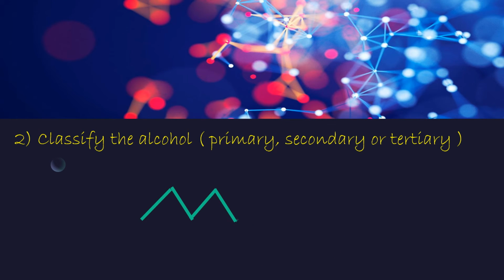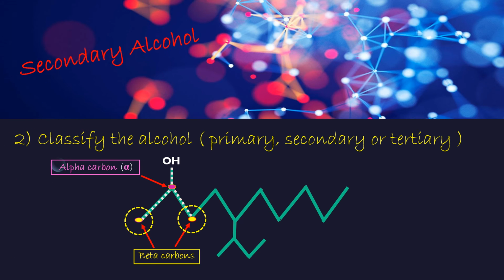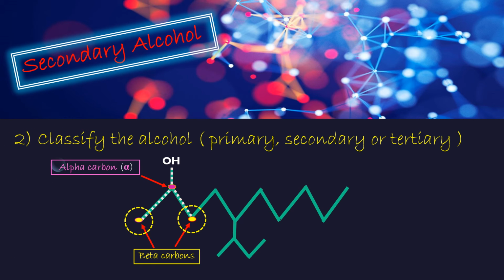Let's redraw the drawing to classify the alcohol. Once more, find the alpha carbon, which is directly connected to the alcohol group, and count the number of bonds that are connected to the alpha carbon. We have 2 bonds leading to the beta carbons. In all, we have 2 beta carbons, so that means we have another secondary alcohol.